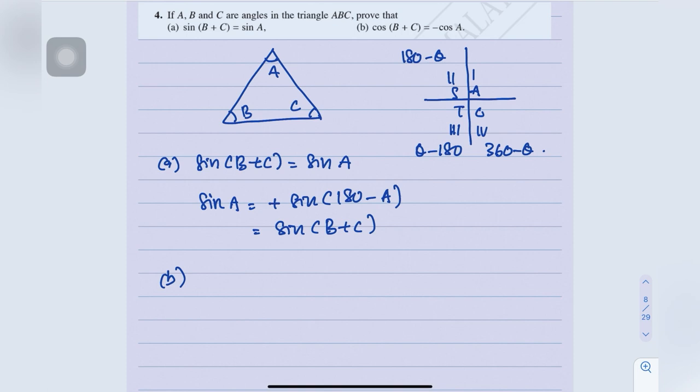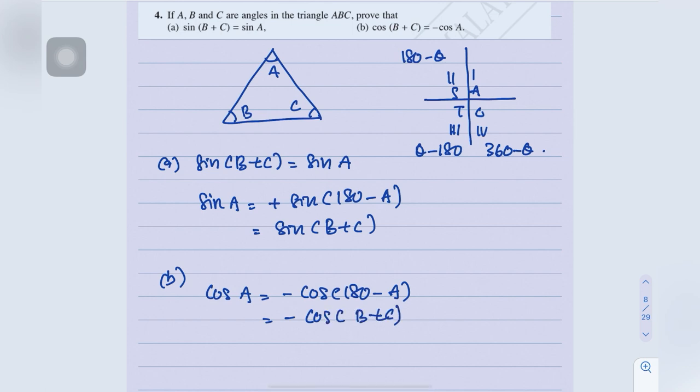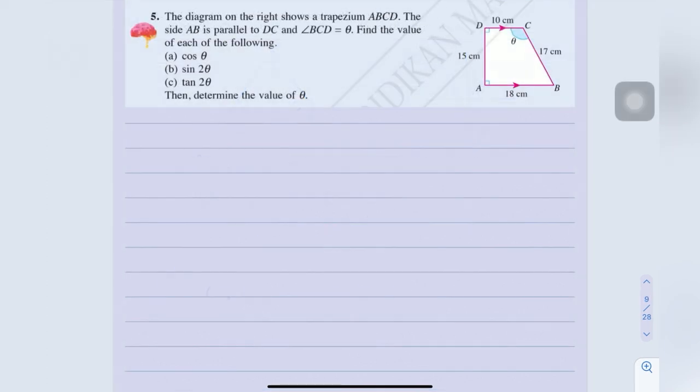Okay, we have cos A. Cos A has its equivalent in quadrant 2. In quadrant 2, cos is negative, so negative cos of 180 minus A. So this is the same as cos of B plus C. Therefore, cos of B plus C equals negative cos A. So, proven.